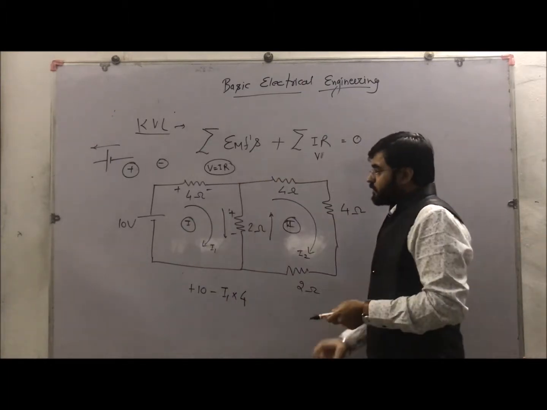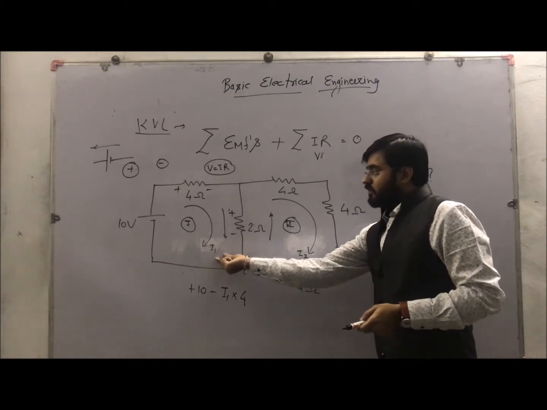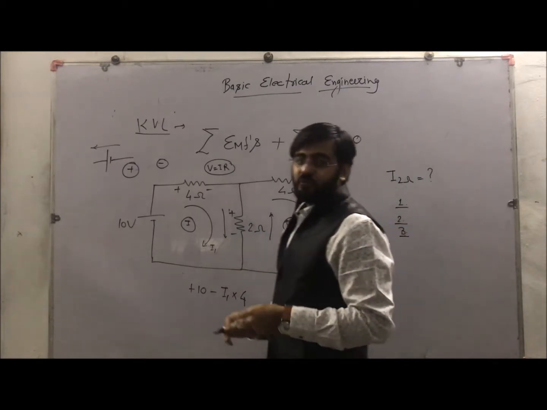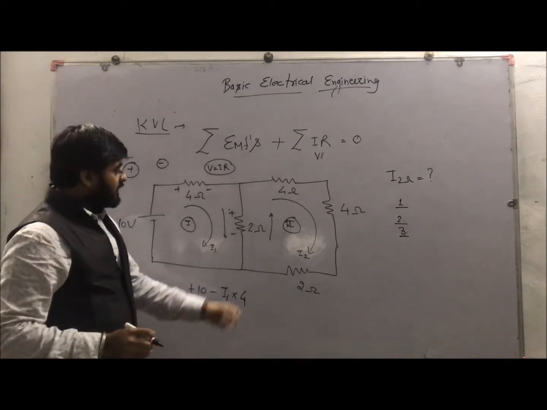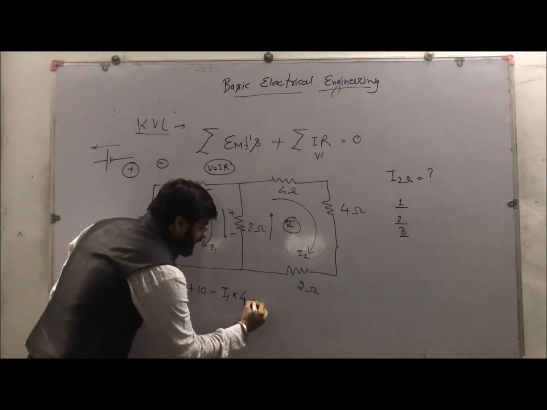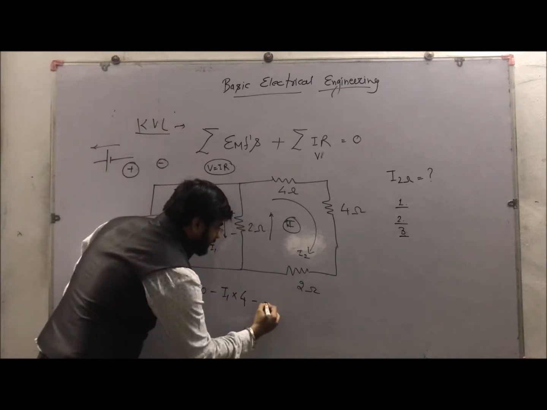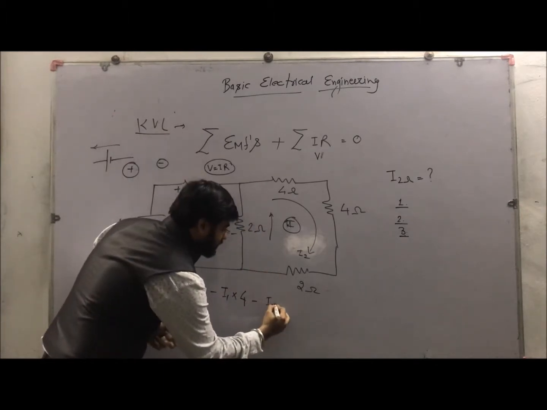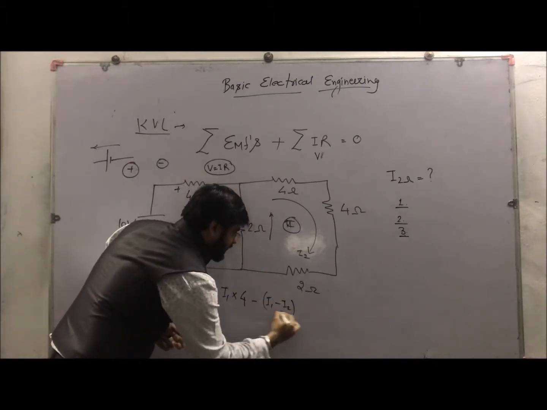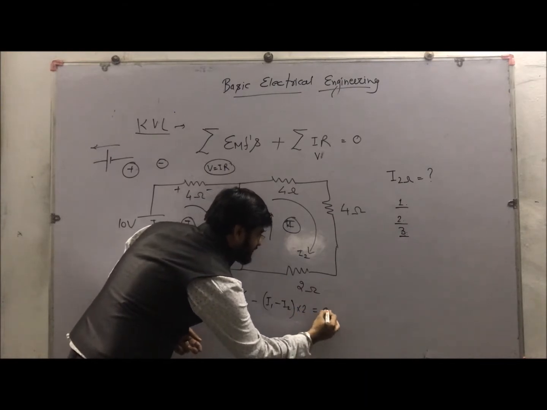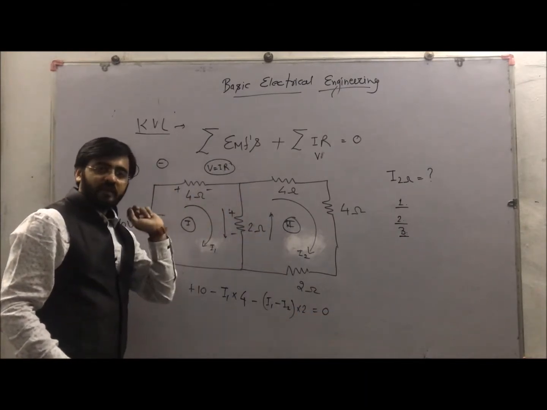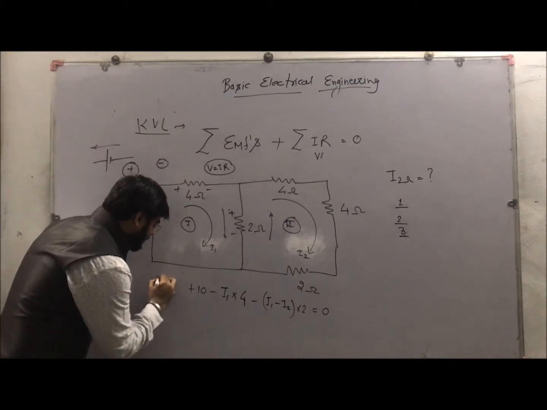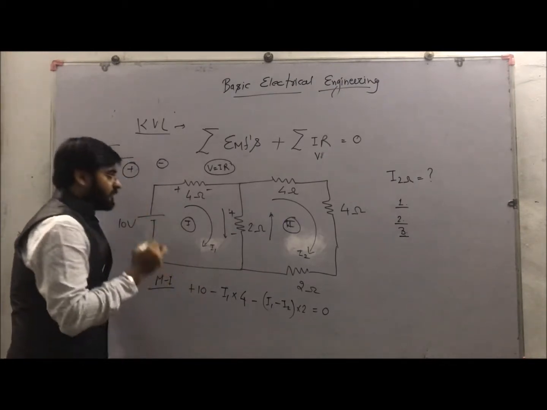But remember one thing, if you work on mesh 1, you have to take the reference as I1. So I1 is bigger than I2. So I can write minus for the voltage drop, I1 minus I2, as I explained already, times the resistance, that means 2, is equal to 0, because the algebraic sum of all the voltage sources and EMF is equal to 0. This is the mesh 1 equation.